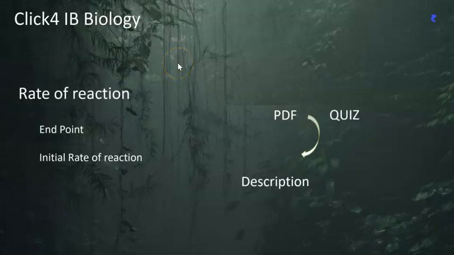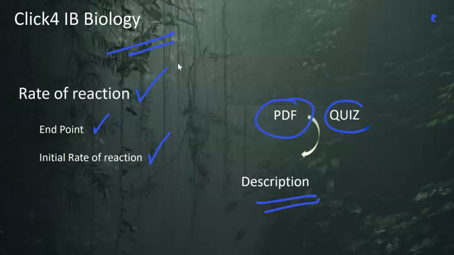Click for IB Biology. Methods of calculating the rate of reaction. We're going to look at the endpoint determination method and the initial rate of reaction method, and compare the two.